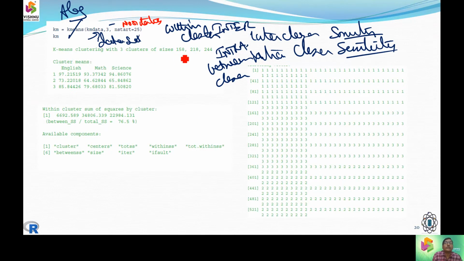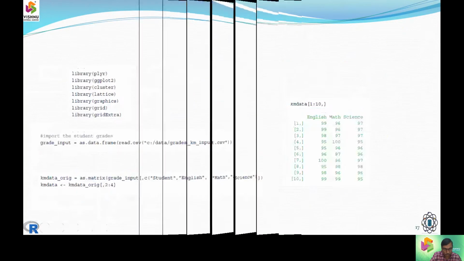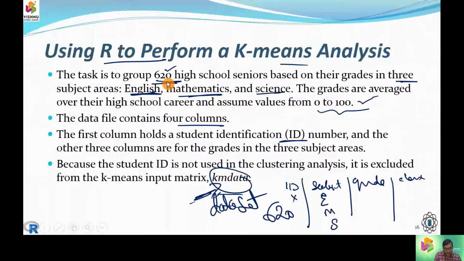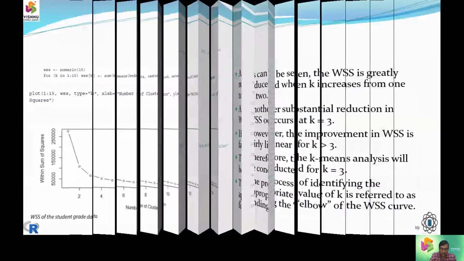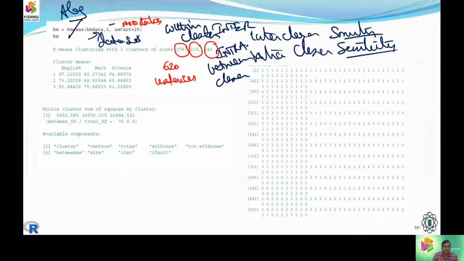Now what it is going to tell us, I am going to have 620 instances, right? In these 620 instances, 158, 218 and 244. Let me move to the data set to see what it was telling. There is a task, we need to divide the 620 into English, mathematics and science. We need to have the divisions of 620. So how are we going to pull this element? That is the major task which is assumed.